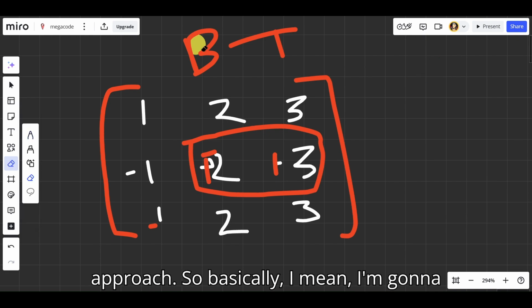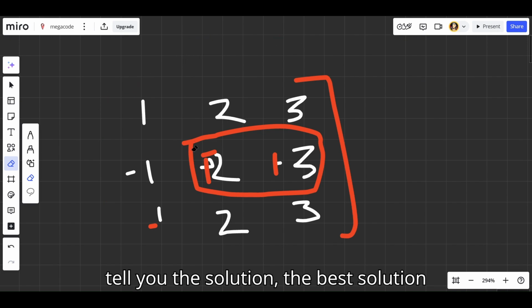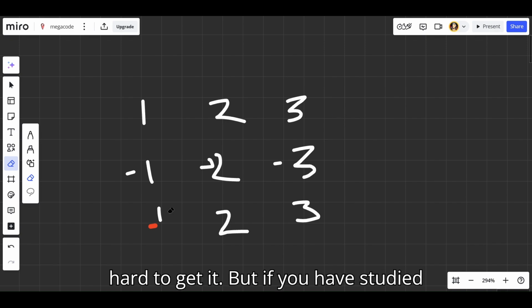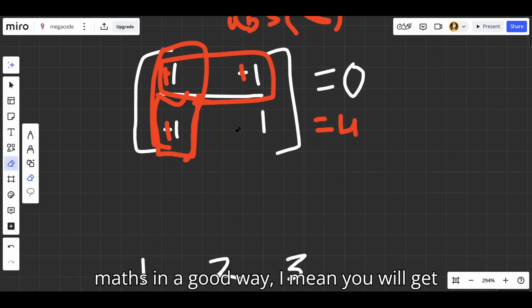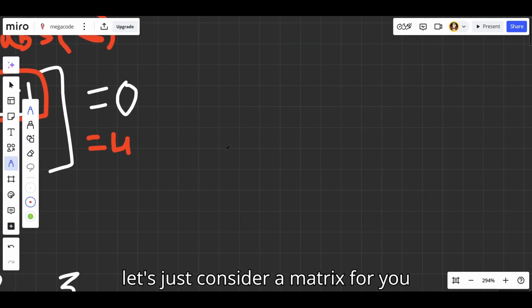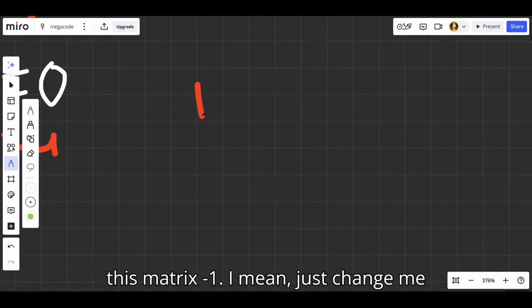So basically, I'm going to tell you the best solution which we have found on Leetcode today. It was really hard to get, but if you have studied maths in a good way, you will get to know the pattern behind it. So let's just consider a matrix for you guys. I'm going to draw. Let's say I have this matrix, minus one.